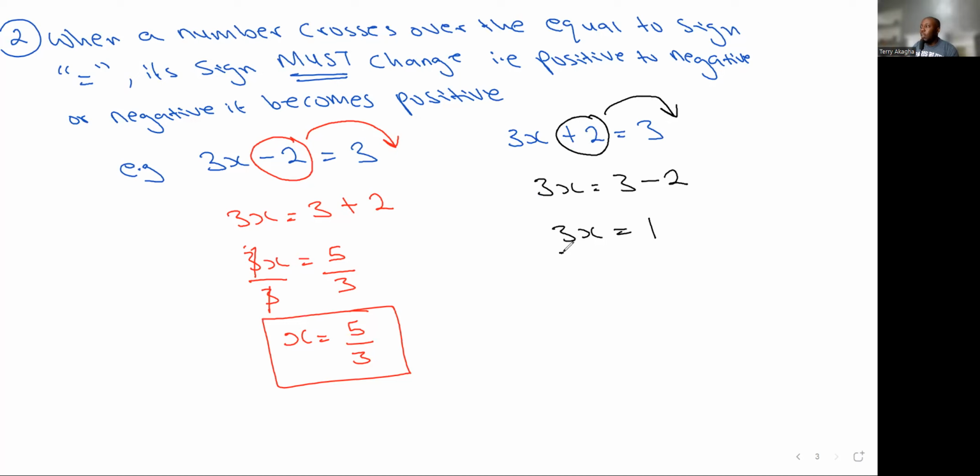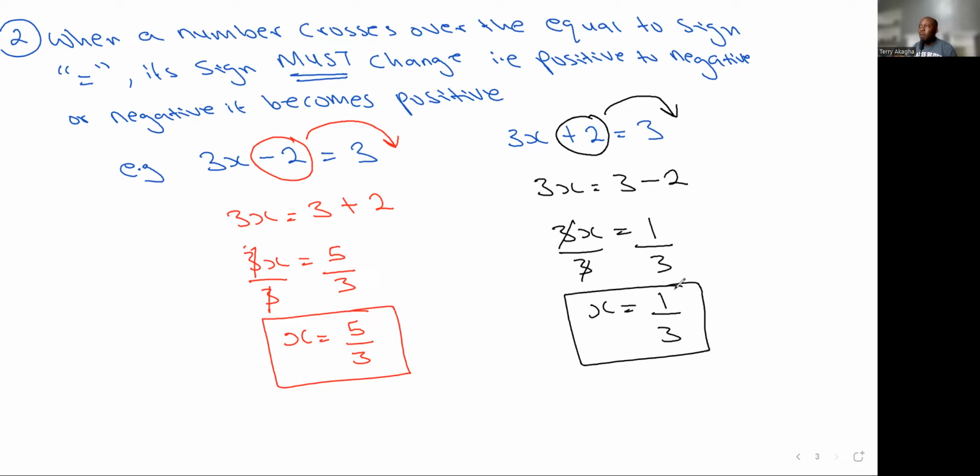So whatever you do to the left-hand side, you divide by 3. You're going to do the same thing to the right-hand side. You divide by what? 3. And that will give you what? x will be equal to 1 over what? 3. And that is that for that.